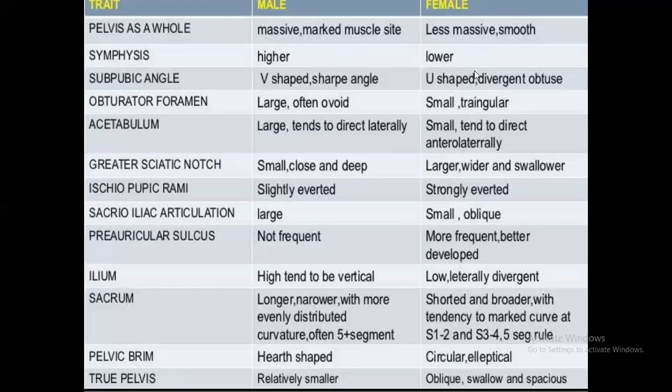Then the preauricular sulcus is more frequent and better developed in the female and not frequent in the male. And the ilium tends to be vertical in the male, and the symphysis also lies at a higher level in the male. And remember, I said the subpubic angle is acute in a male, and it's going to be V-shaped. Then the pelvic brim is heart-shaped in the male, then circular or elliptical in a female. Then the true pelvis is relatively smaller in the male, whereas in the female, it's oblique, shallow, and quite spacious. But if you look at the false pelvis, it's actually deeper in the males.